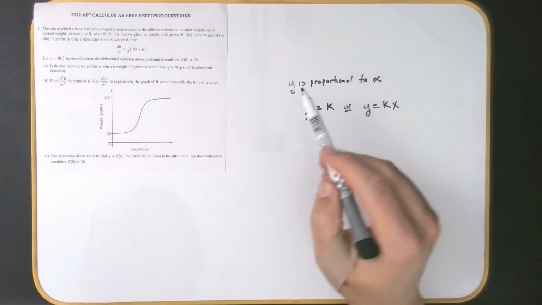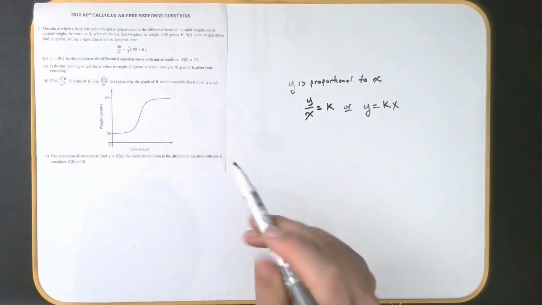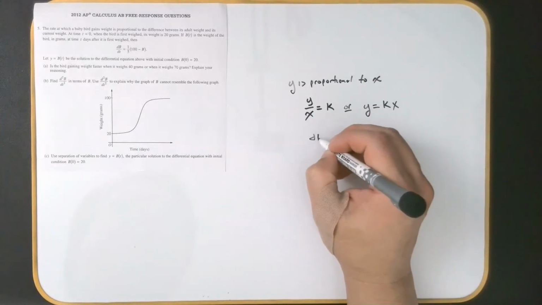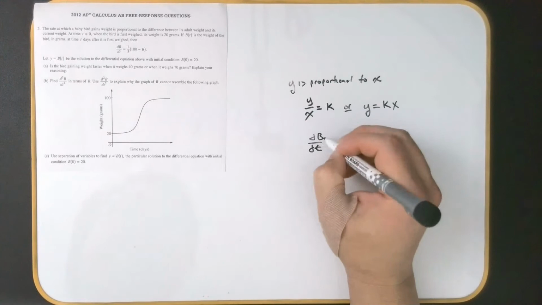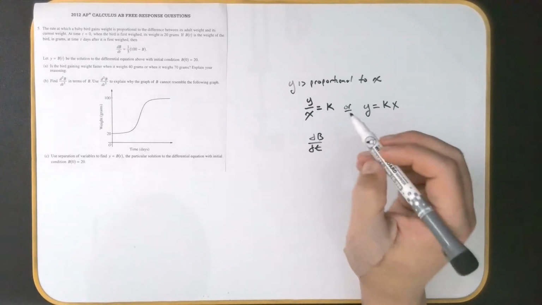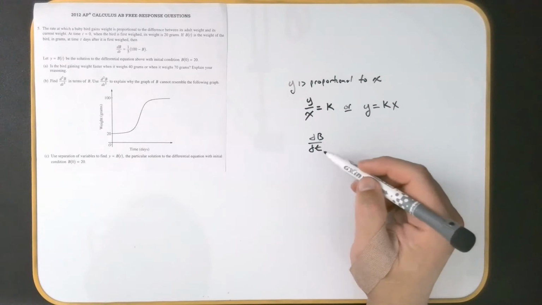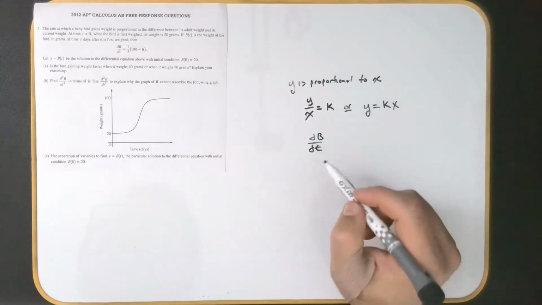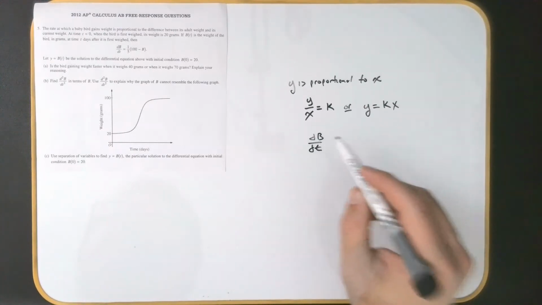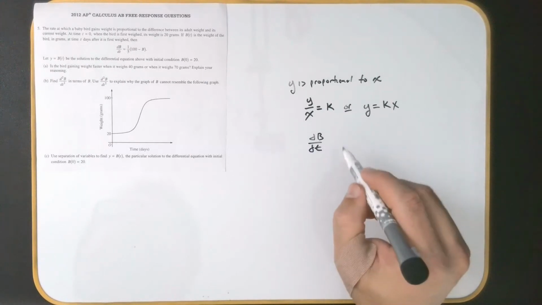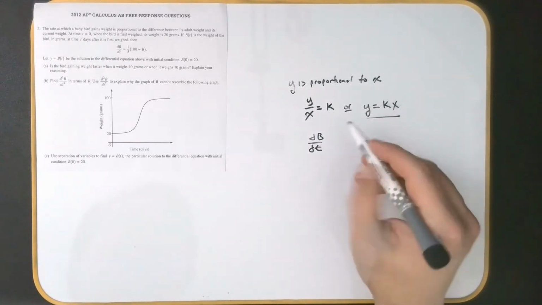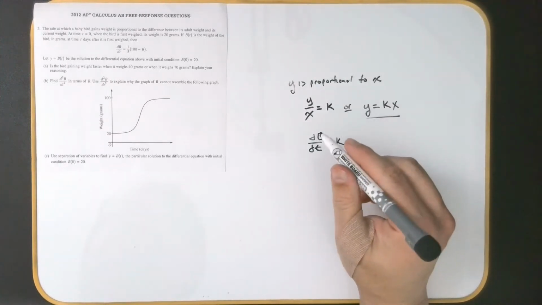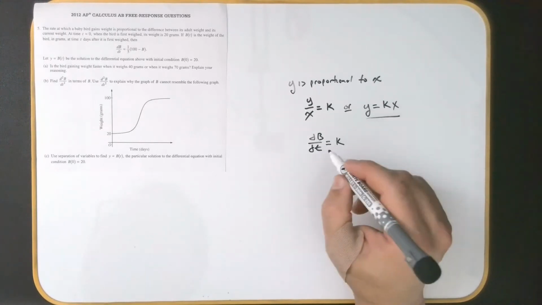Well, let's look at what they say in the question. The question says the rate at which a baby bird gains weight. Well, the rate at which a baby bird gains weight is dB/dt. Remember, a derivative is an instantaneous rate of change, and this is a differential equation. So this right here is representing the rate the baby bird's weight changes. So the rate that a baby bird gains weight, that's this thing, is proportional. Well, what they decided to do was use this example right here, and they said it is equal to some constant times the difference between its adult weight and its current weight.